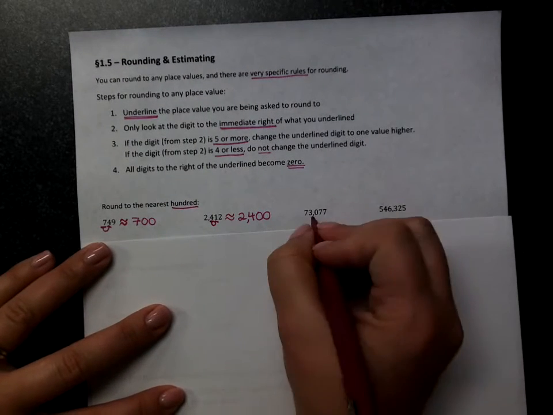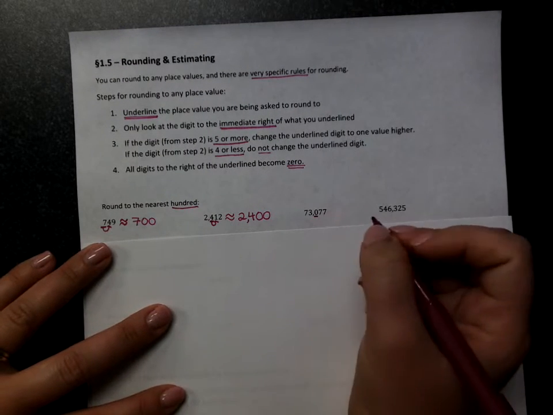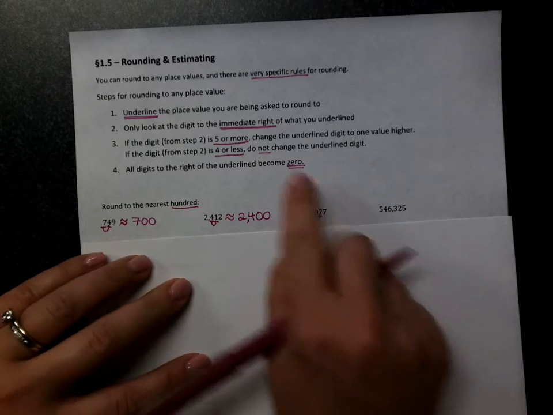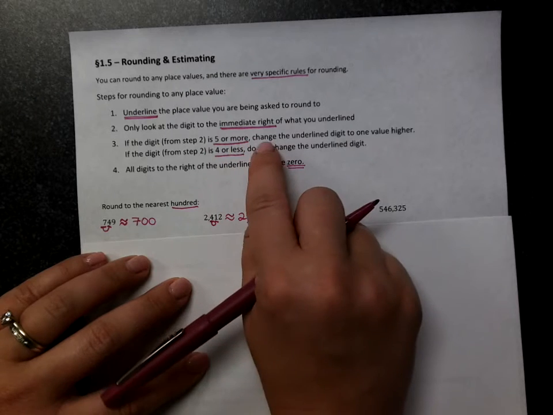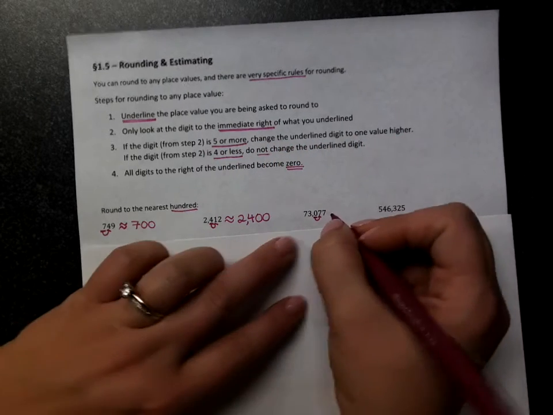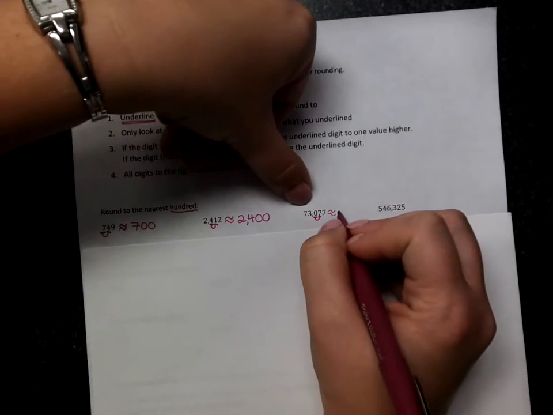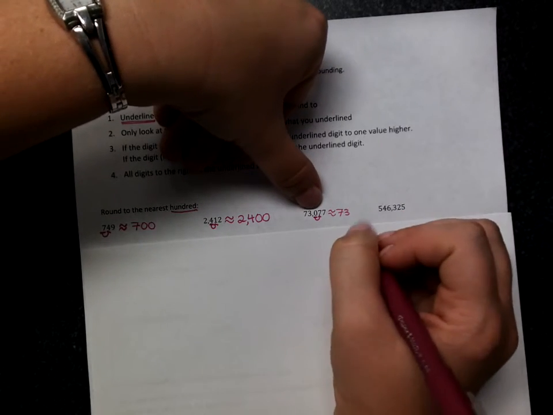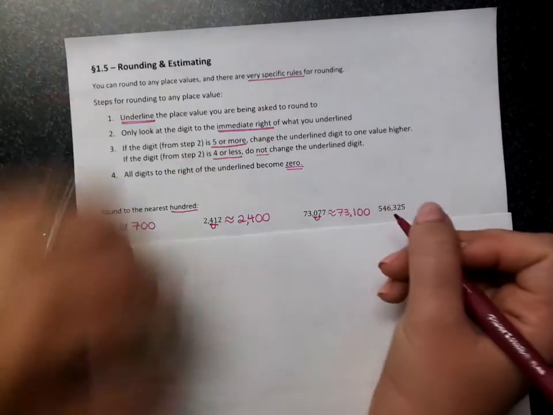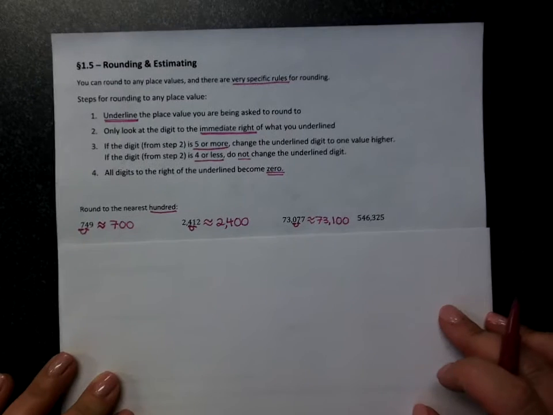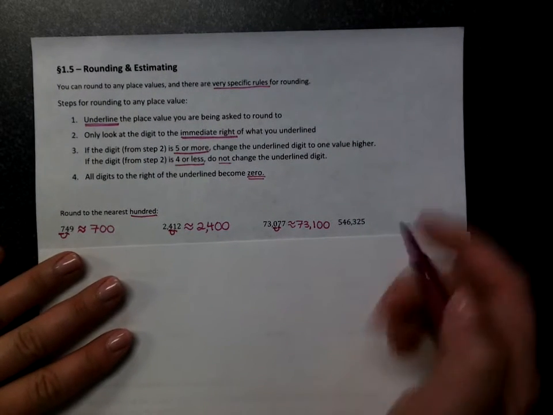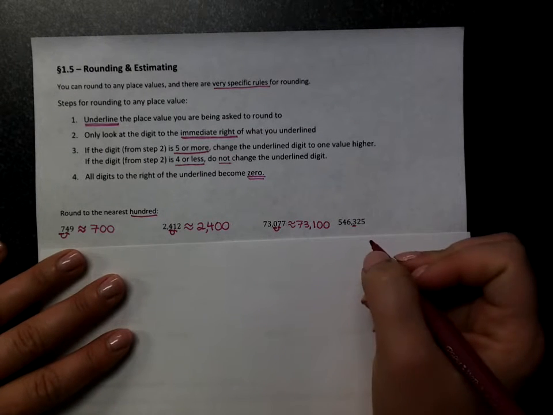The next number, we underline the hundreds place, which is a 0. We look immediately to the right, which is a 7. 7 is 5 or more, so we change the underlined digit to one value higher. So the 7 and the 3 will stay. The 0 will become a 1, and the last 2 digits will be zeros. So 73,100.